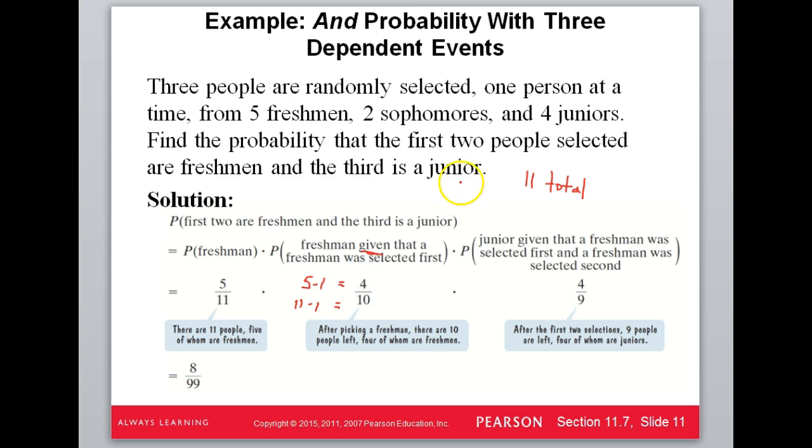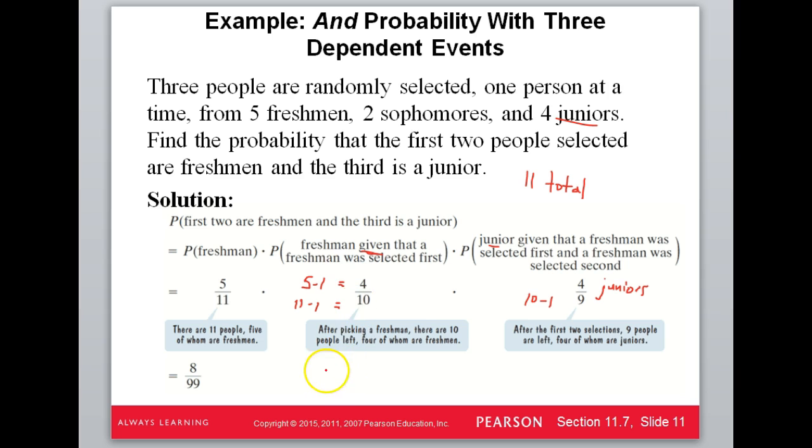And then now we're switching to juniors, so that's why the third one is a junior. So there's 4 juniors. All right, and then given, now there was 10 on the last draw, and we're going down 1 again because we've taken both of these folks out. But we've switched from freshmen to juniors, that's why we're not having to subtract to get the numerator. It's just there were 4 juniors. So 4 out of 9. So 5 out of 11, 4 out of 10, 4 out of 9. And we multiply those together.